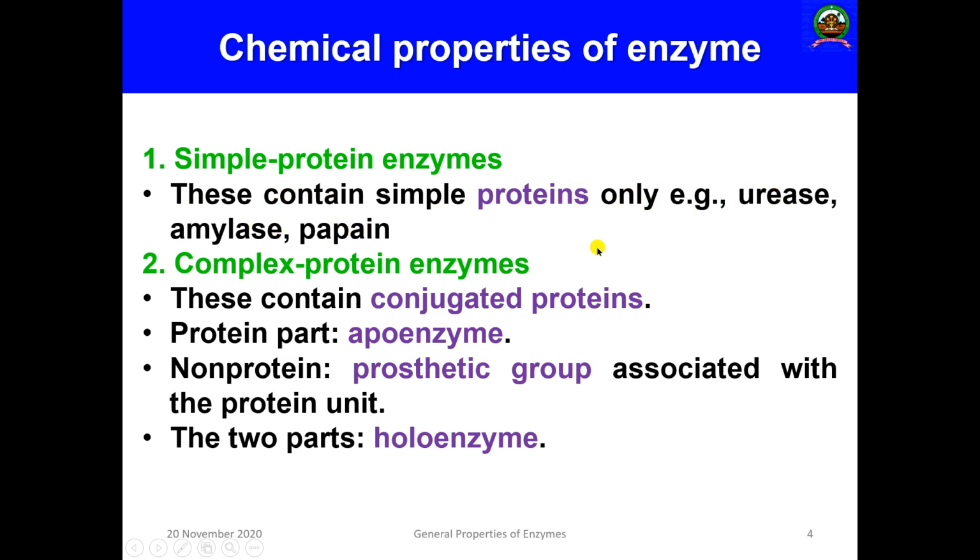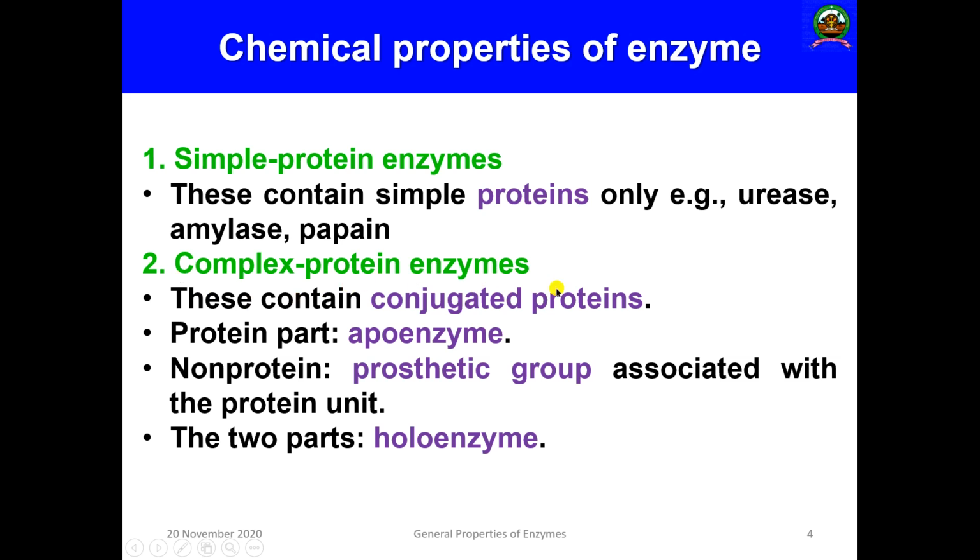They consist of varying compositions of linear amino acids. They are very simple, and they are able to perform a characteristic function. Urease is able to cleave urea, amylase is able to cleave starch, and papain is able to cleave proteins. So these are some of the important enzymes.